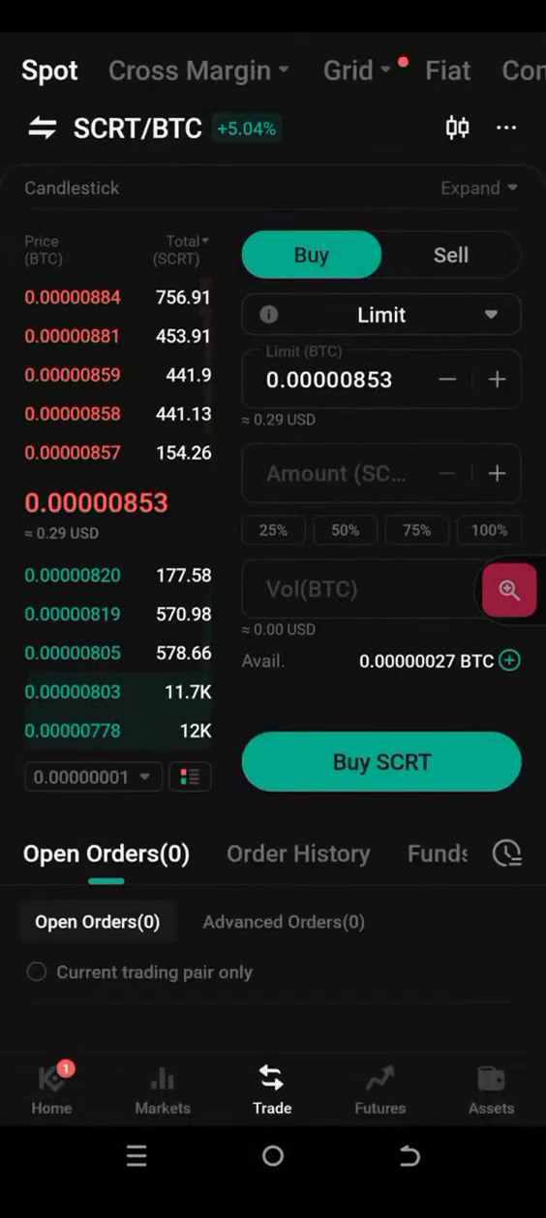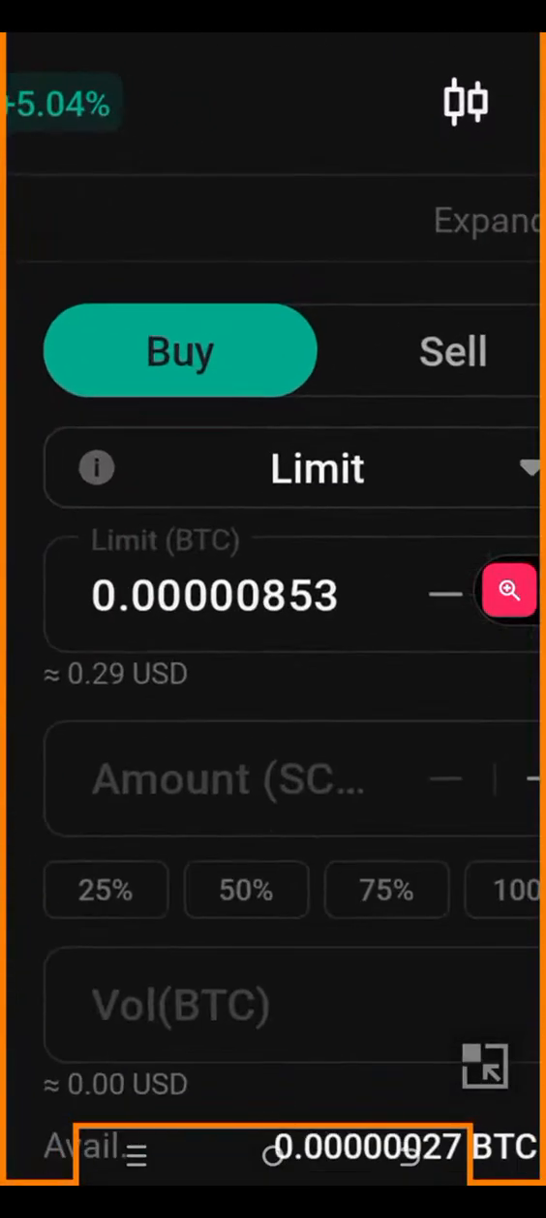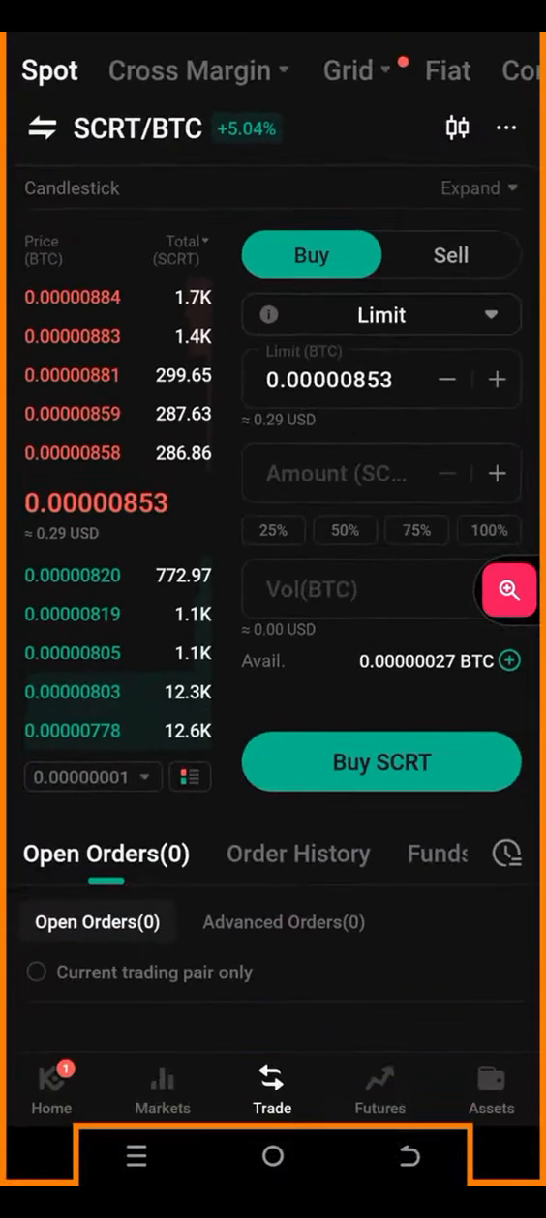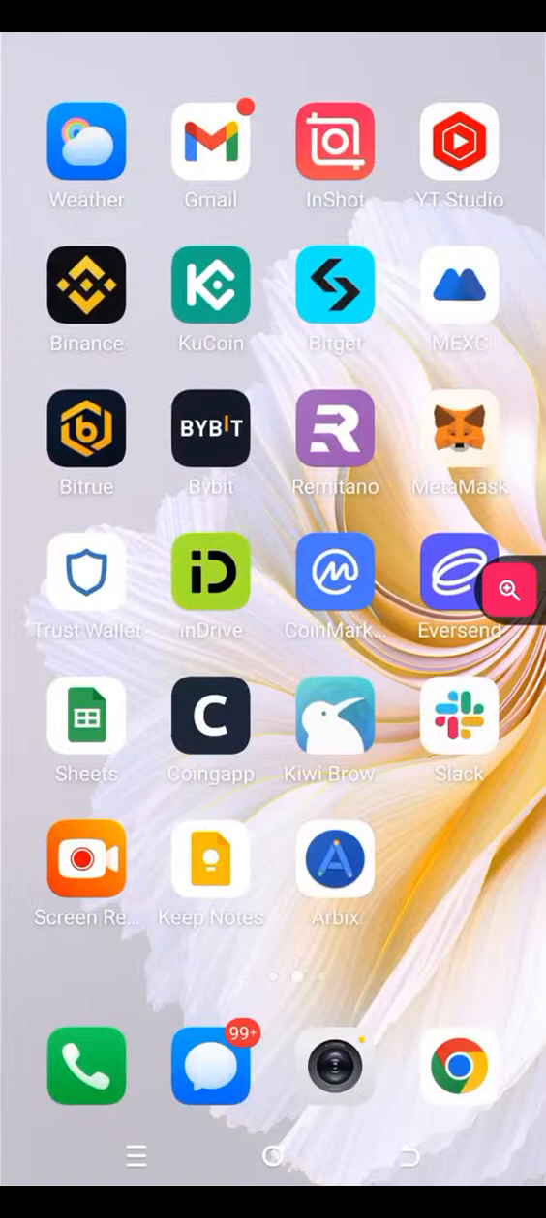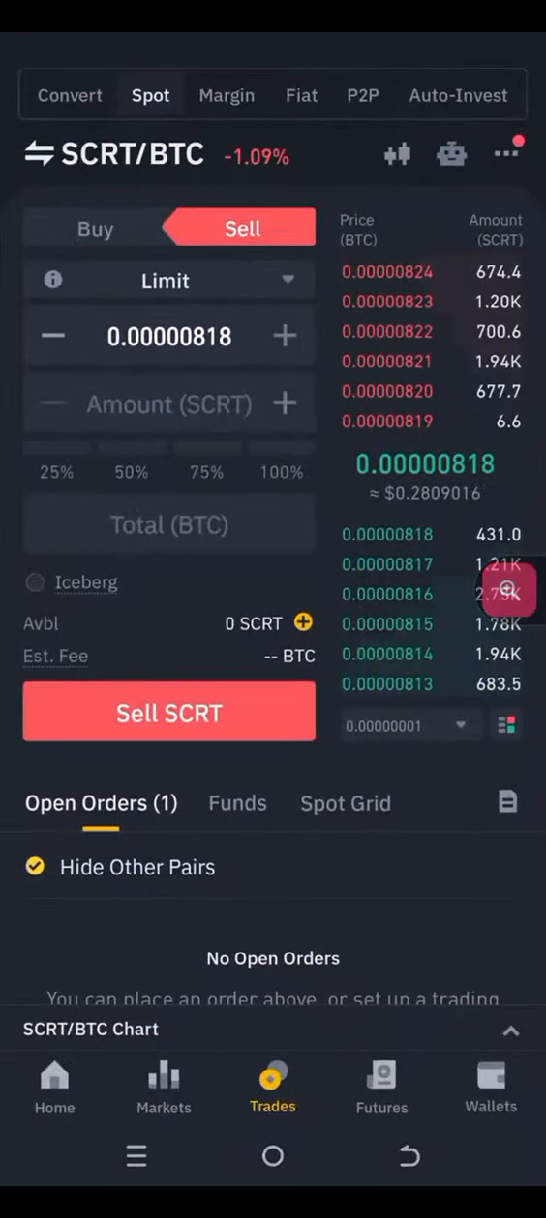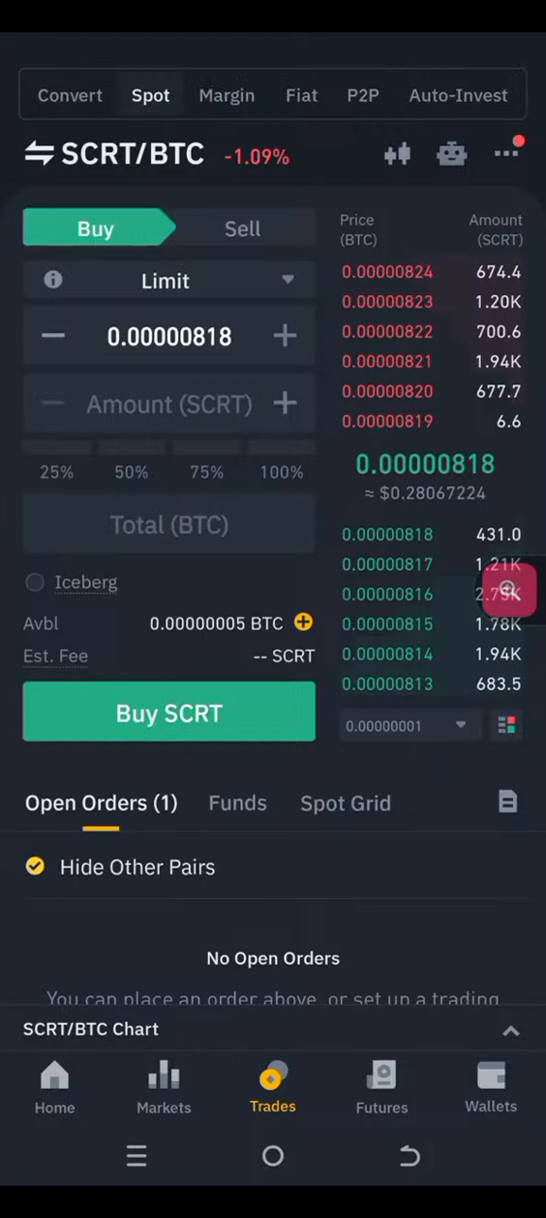So SCRT/BTC. We're going to first of all check. Now look at the price we have here: 0.0005853. Look at the price, 853. Let's go check. You can see it here. It's 818. So that means there's actually a big gap, right? So first of all, we don't even have BTC, so we have to buy BTC.